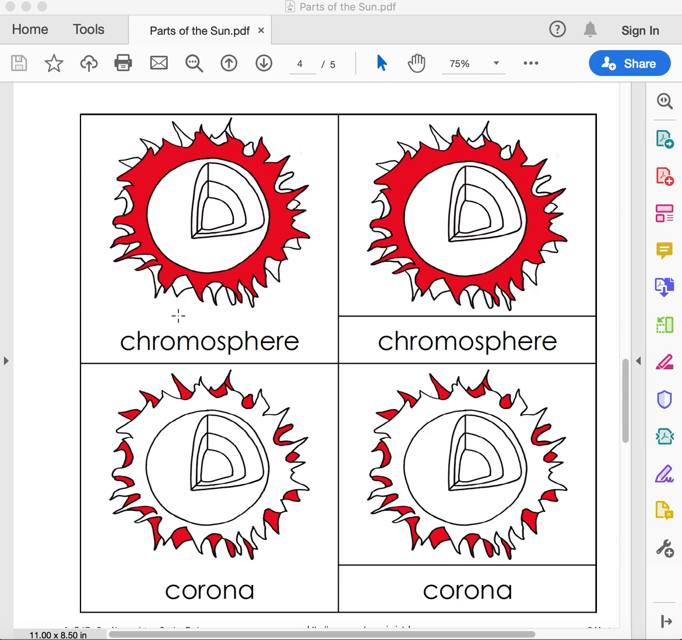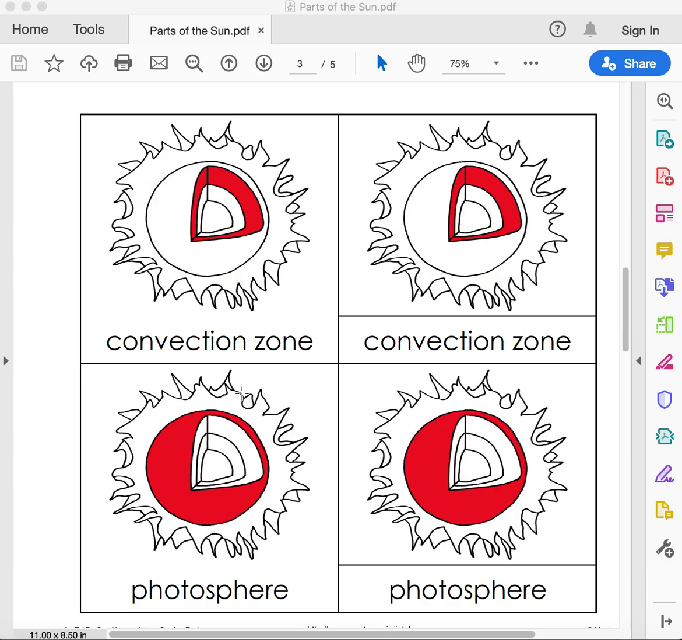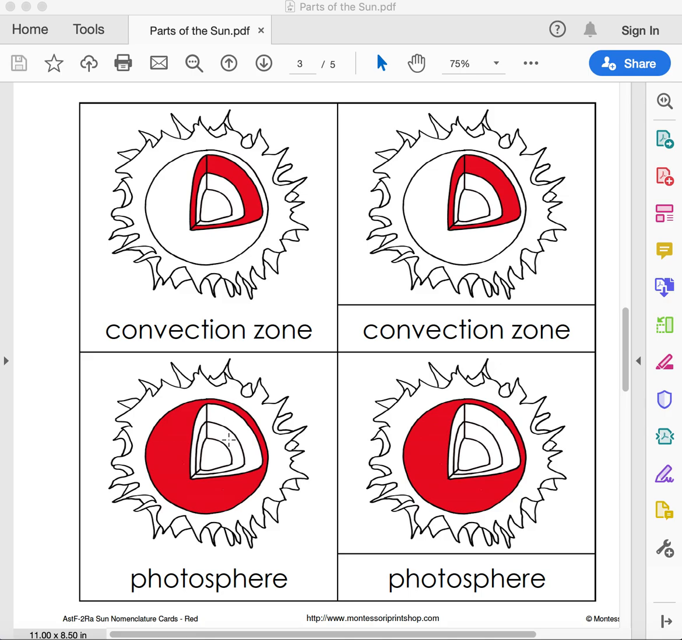Then we have the chromosphere, and a lot of people call these the sun's rays. That's what they look like. But that first layer is the chromosphere, and this shoots out hot gases. And the final part of the sun is the corona. And this is something that can only be seen during an eclipse. It is the atmosphere around the sun. So we don't often see the corona, but we usually can see the photosphere in the sky.